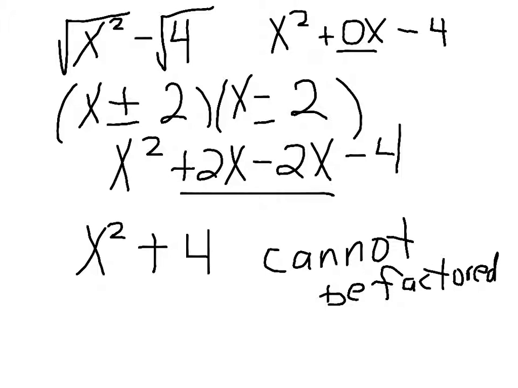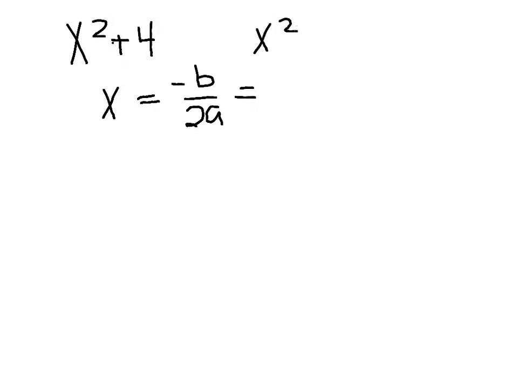And for you to understand why it can't be factored, we need to go back to the graph of this. So let's go ahead and get a clean space and say x squared plus 4. Let's go ahead and graph this. My line of symmetry is negative b over 2a. Where's my b here? Well, I don't have a b term, because the b term is in front of the plain x, so it's 0.